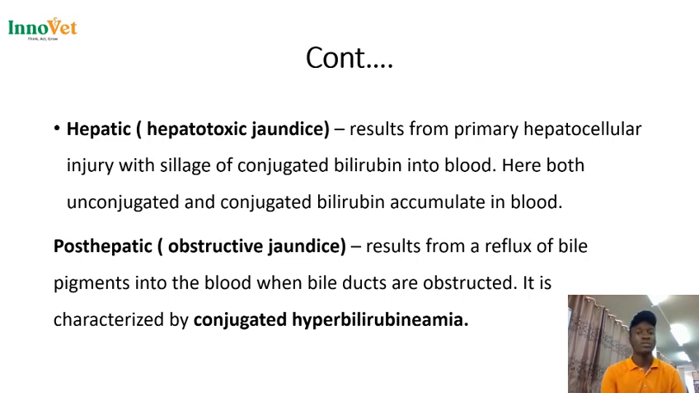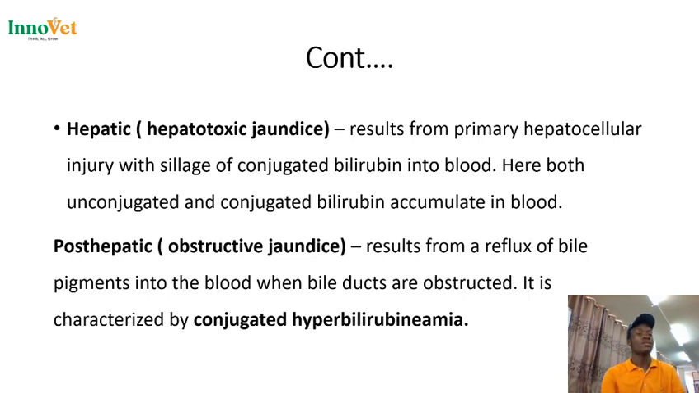So as you hear the name toxic, this results primarily from the injury of the hepatocytes with release of conjugated bilirubin into blood. So when the liver cells are damaged, this bilirubin will be released to other tissues and it will go on staining them. And here, both unconjugated and conjugated bilirubin will accumulate in blood and also other surrounding tissues. In most cases we call this bile imbibition sometimes because tissues take up this pigment.